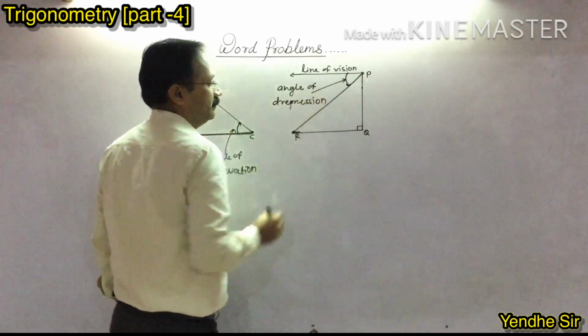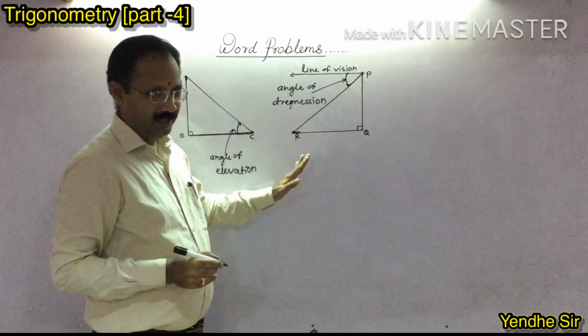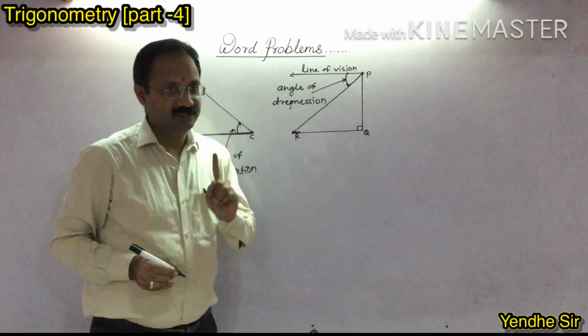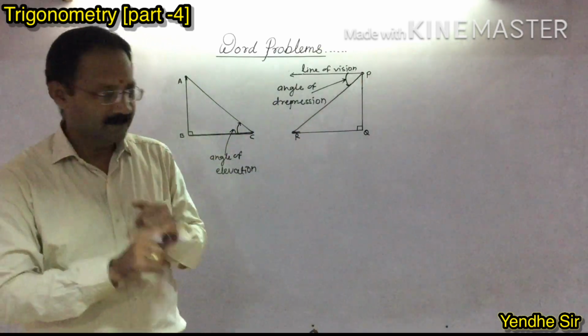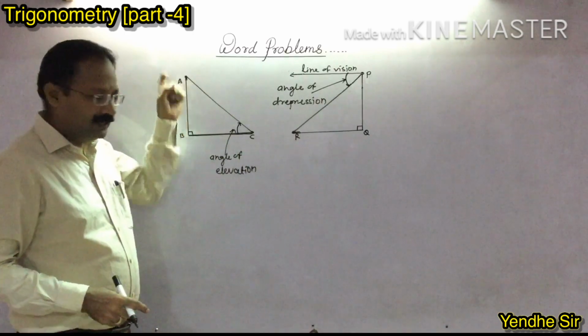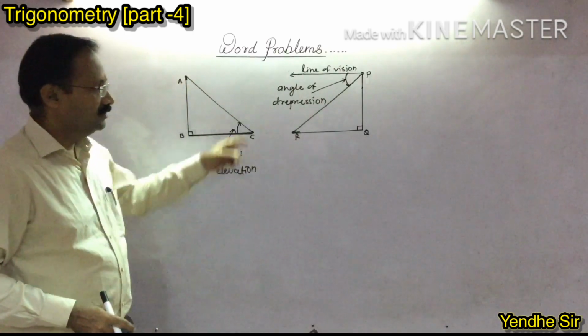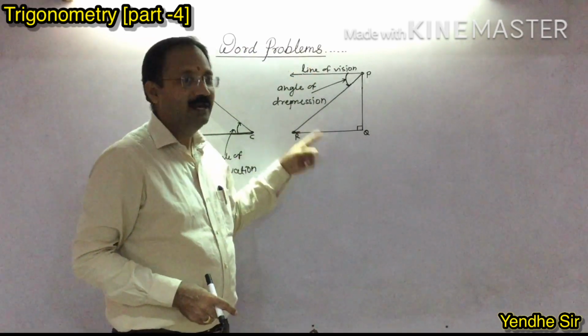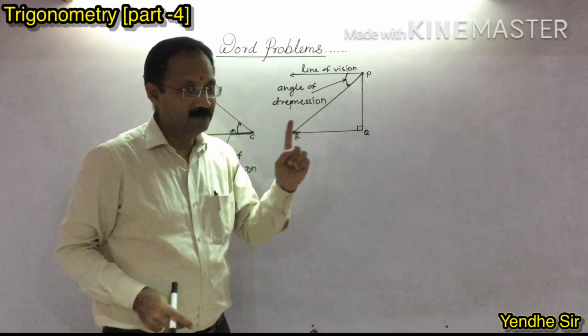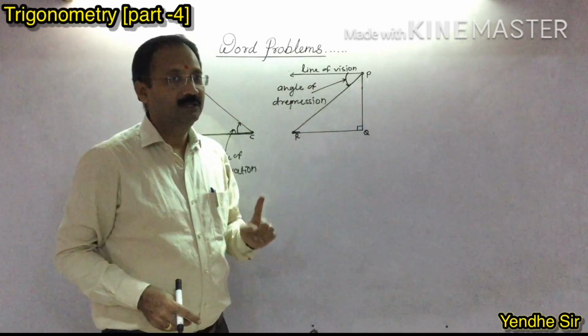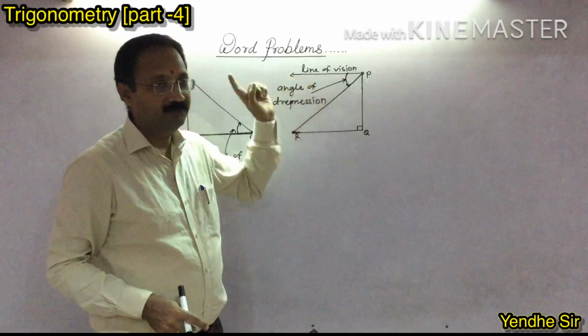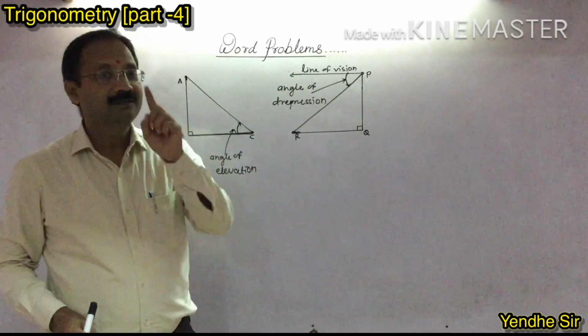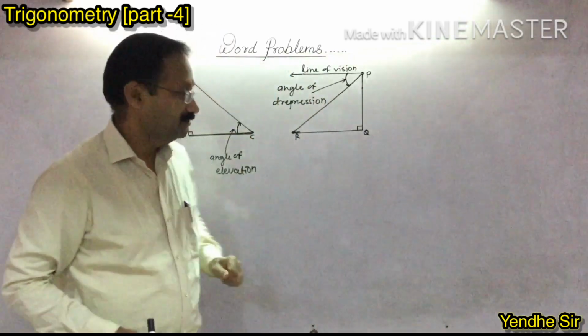Angle of depression. Okay? These are the three things that you have to remember. One, from lower to the upper, angle of elevation. From upper to the lower, angle of depression. But from upper to the lower, you have to draw the line of vision. But here, I am going to tell you one more.